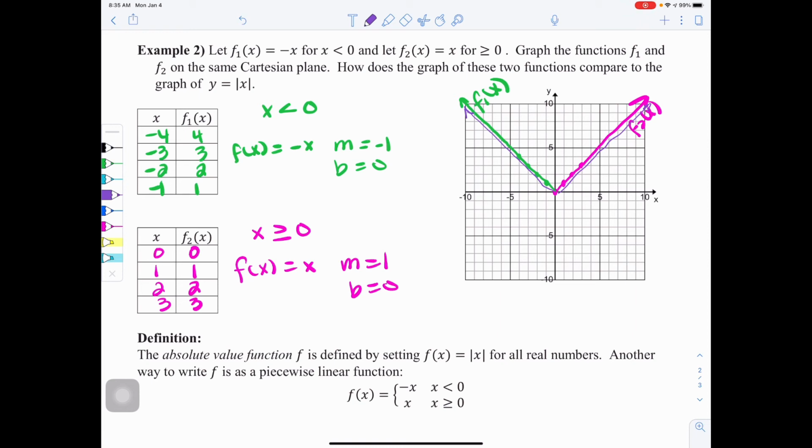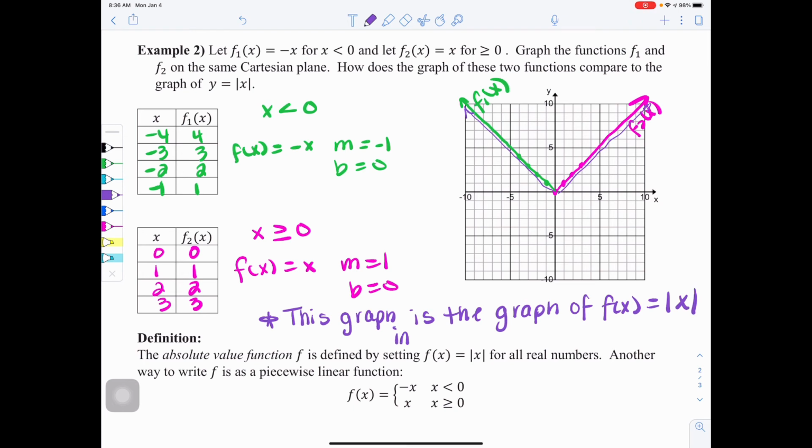So we're going to put a little note here. This graph is the graph of f of x equals the absolute value of x in pieces. So it's the same thing, it's just that we broke it up into two sections.